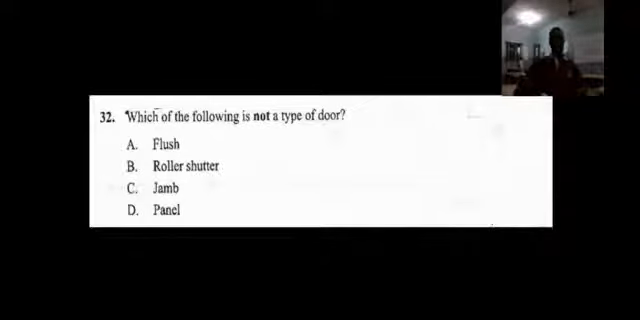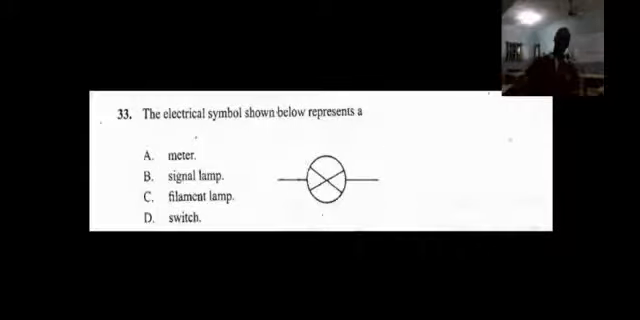Thirty-two. Which of the following is not a type of door? The answer is jamb. Jamb is just a part of a door. The answer is C. Jamb is a part of a door, not a type of door. The answer is C. Question 33. The electrical symbol shown below represents what? The answer is signal lamp. The signal lamp is B. The answer is what? B.